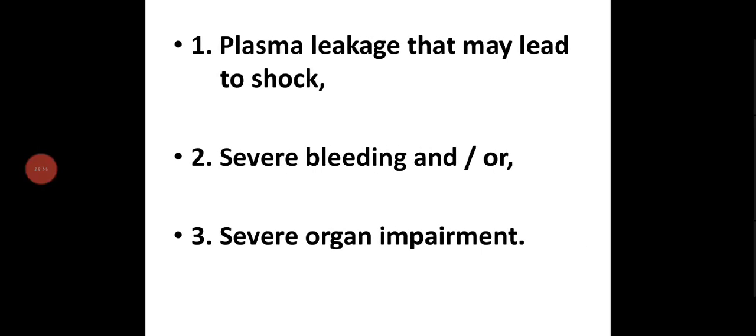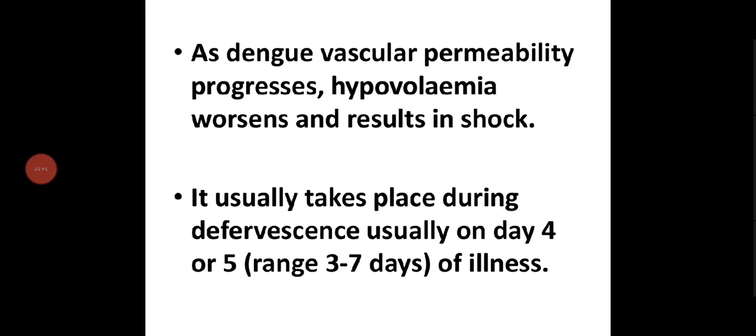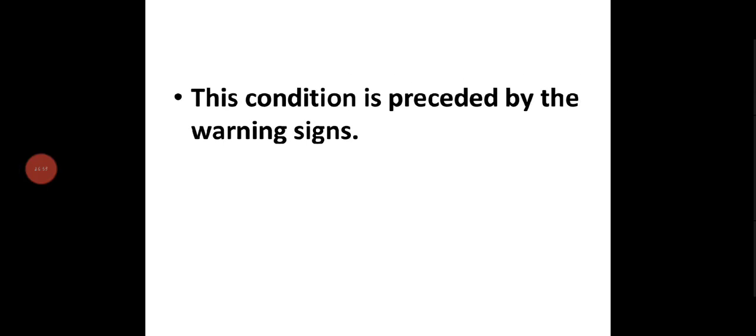Severe dengue. If the person is having plasma leakage, that may lead to shock, severe bleeding, and severe organ impairment. He will be known as a severe patient. As dengue vascular permeability progresses, hypovolemia worsens and results in shock. It usually takes place during defervescence, usually on day 4 or 5 of illness. The condition is preceded by the warning signs. So if you know the warning signs, you can start the treatment.